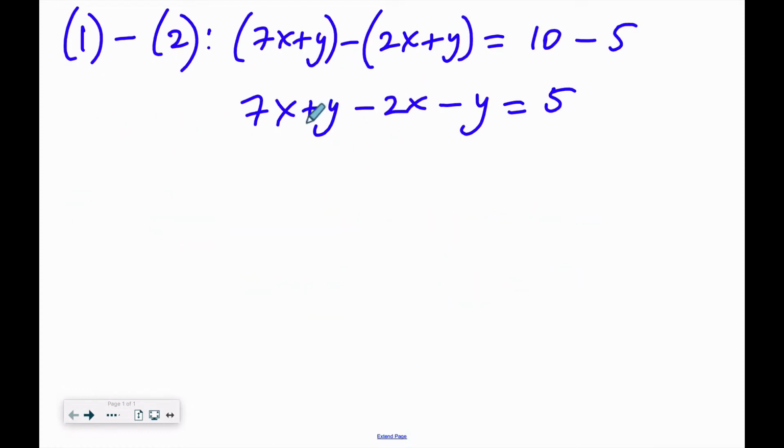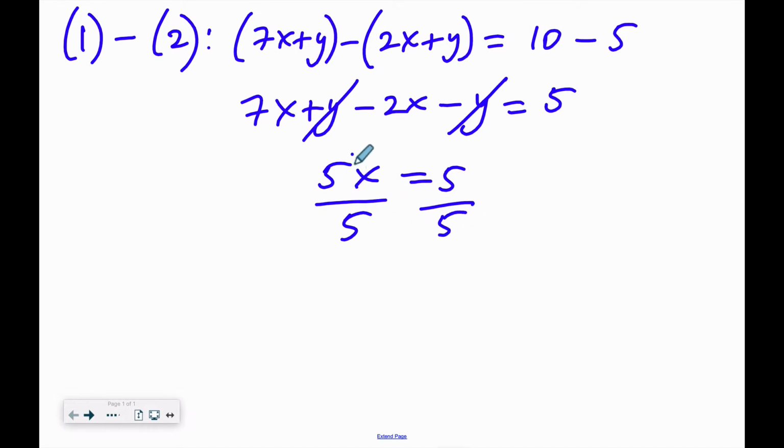So then you can see there's positive y and negative y, so they will cancel out. And then 7x minus 2x will be 5x, which will be equal to 5. From here, we divide by 5 both sides. So this and this are gone, so x is equal to 5 over 5, which is 1. So x is equal to 1.